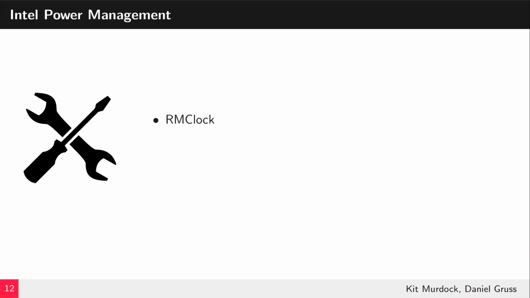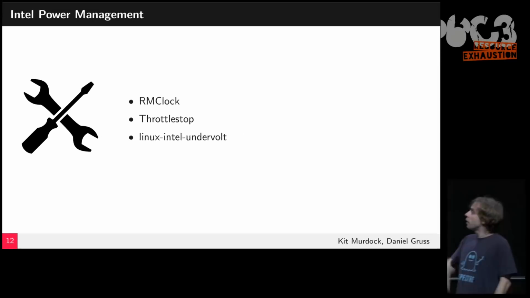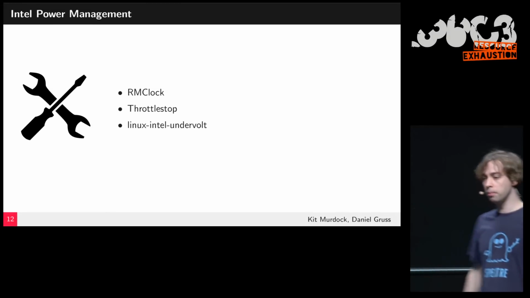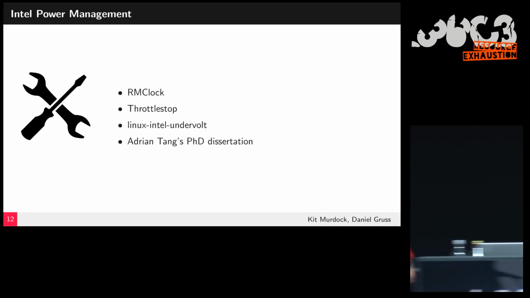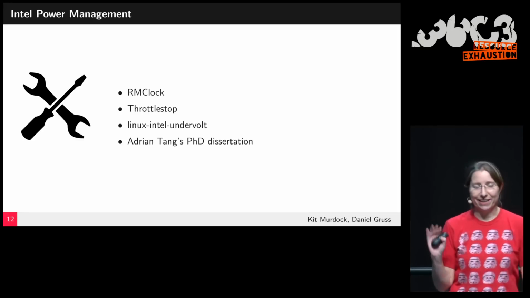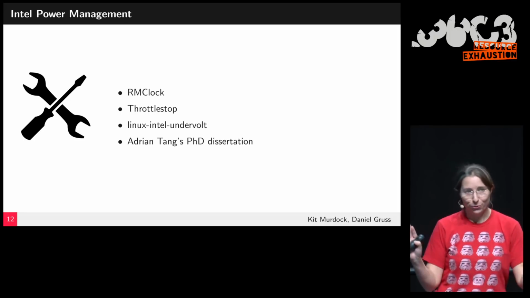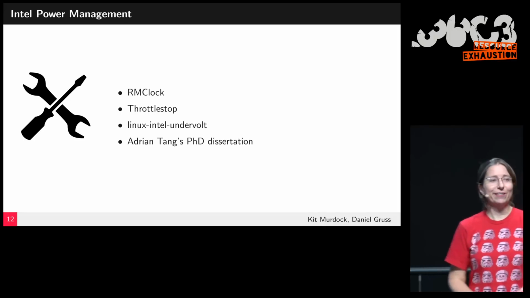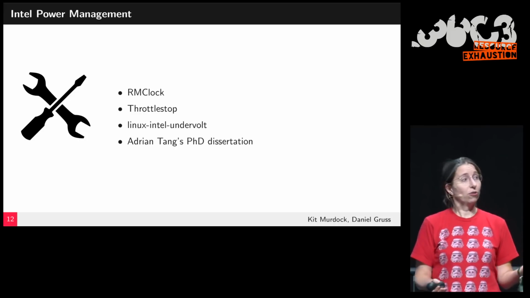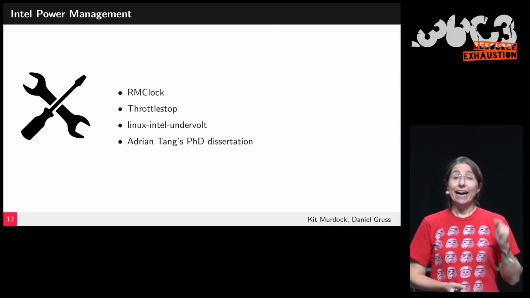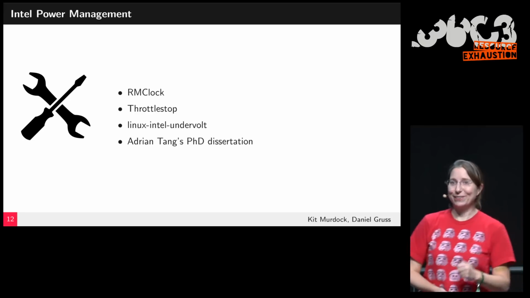So there are different tools to do that. On Linux or on Windows, you could use RM clock. There's also ThrottleStop. On Linux, there's the Linux Intel Undervolt GitHub repository. And there's one more, actually. Adrian Tang, who I don't know if you know, I'm a bit of a fan. He was the lead author on Clockscrew. He wrote his PhD thesis. And in the appendix, he talked about undervolting on Intel machines and how you do it. And I wish I'd read that before I started the paper.